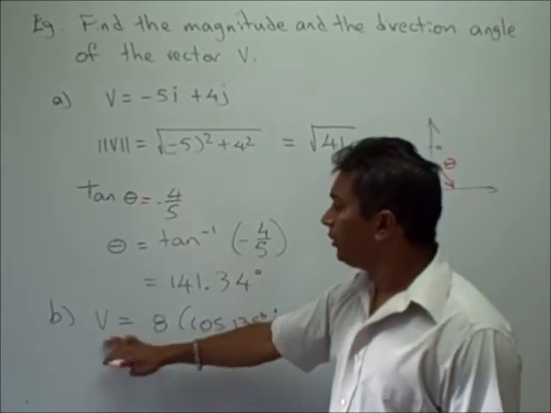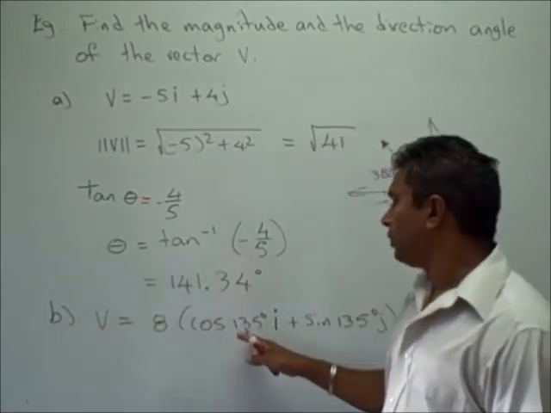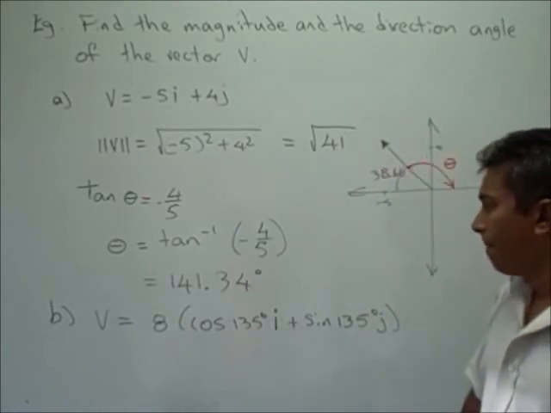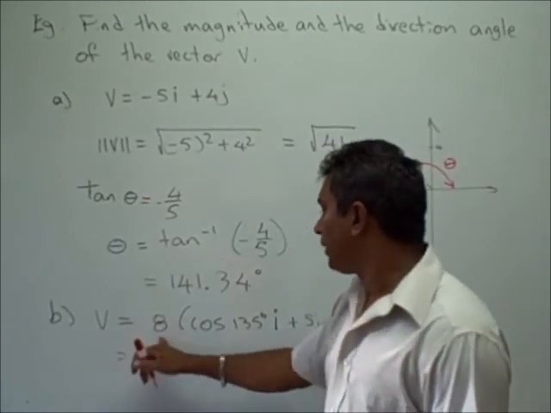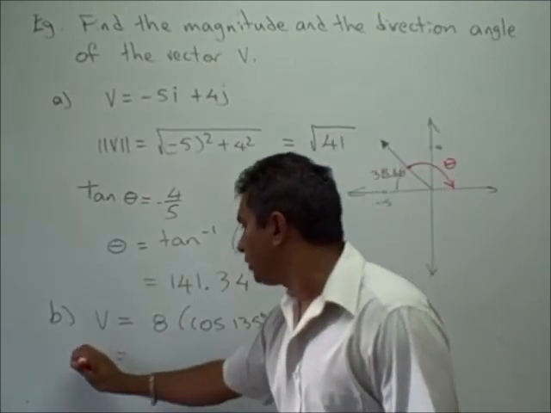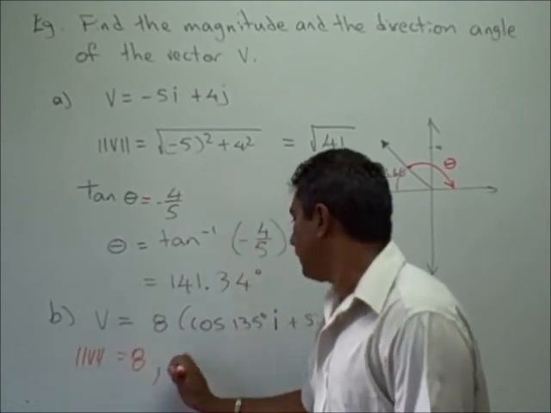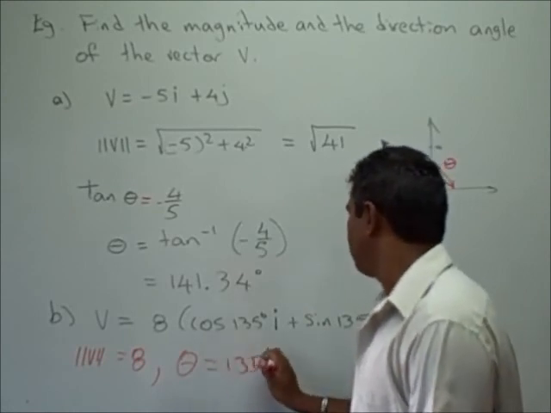For part B, in our second problem, we're told that v is equal to 8 times cosine of 135 i plus sine of 135 j. We know from our formula that v is equal to the magnitude times this, so the magnitude of v is just 8. And theta is simply 135 degrees.